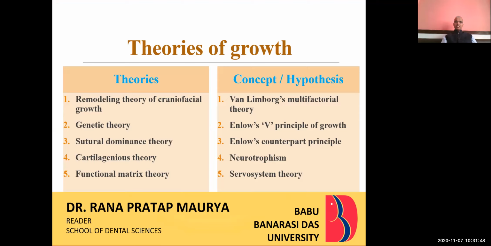There are various theories and concepts given by various authors, like remodeling theory of growth, genetic theory, sutural dominance theory, cartilaginous theory, and functional matrix theory. These are theories to explain the growth. Various concepts are Van Limborgh's multifactorial theory, Enlow's growth principles, Enlow's counterpart principles, neurotrophism, and servo system. These are the concepts to understand the theory of growth.